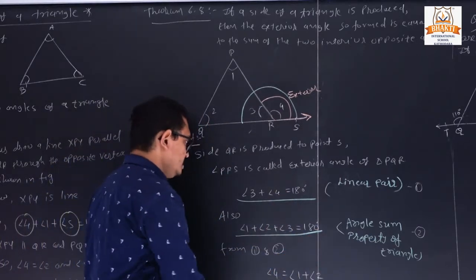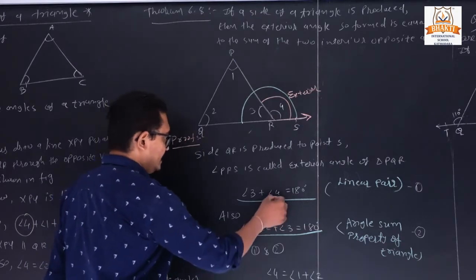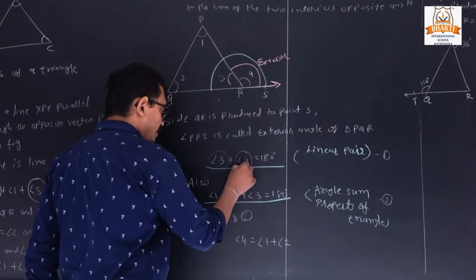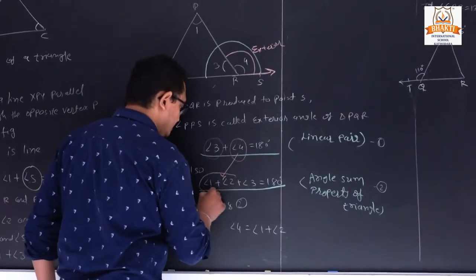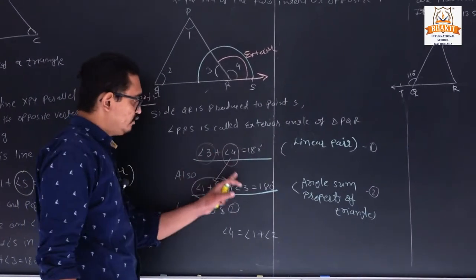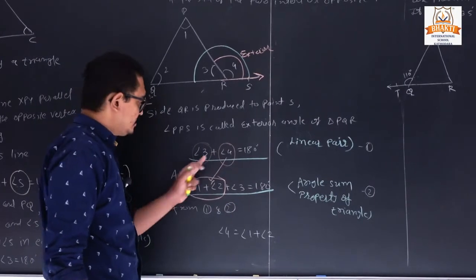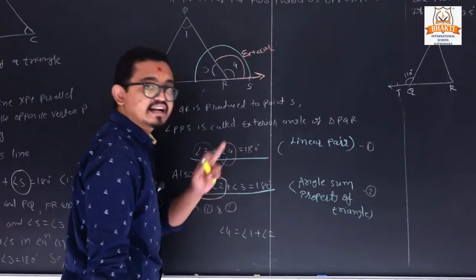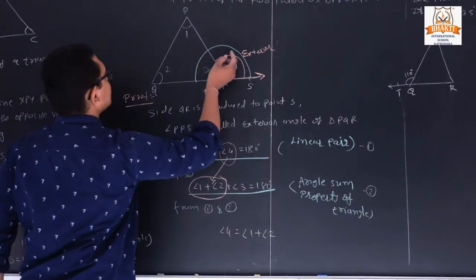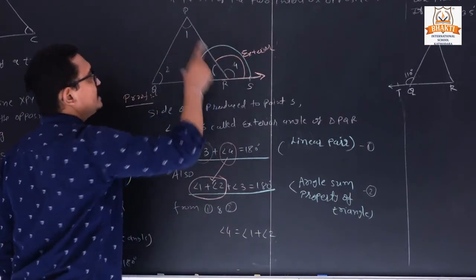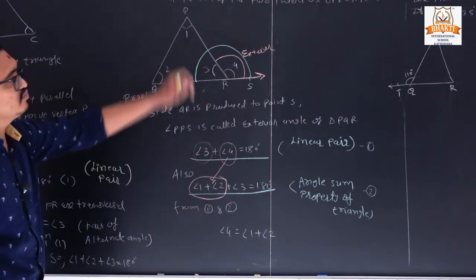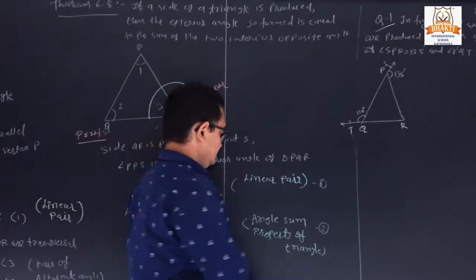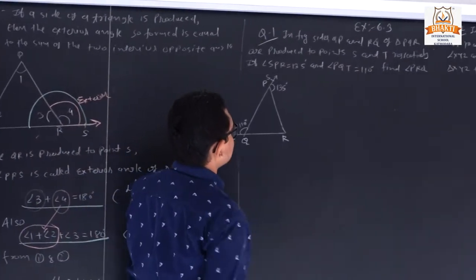Now, so it means what? Here we have angle 4 and here we have angle 3. So 4 is equal to what we can write? Angle 1 plus angle 2, because 3 we already have. So it means what? Exterior angle is equal to sum of 2 interior angles. Clear? Exterior angle is equal to what? Sum of these 2 interior angles. Clear? So it is proof. Clear? It is proof.